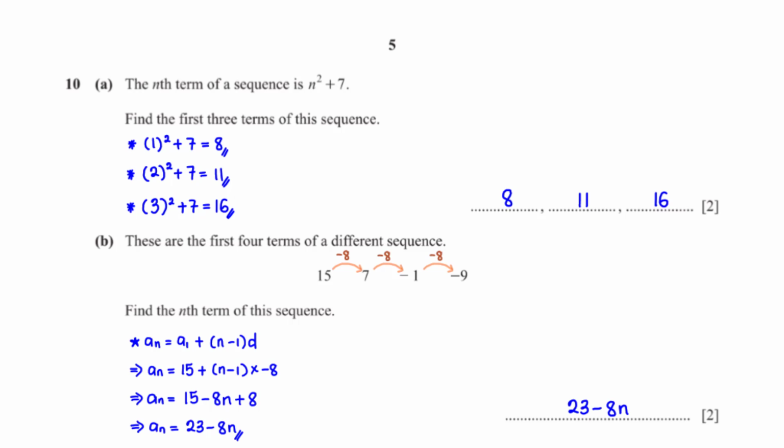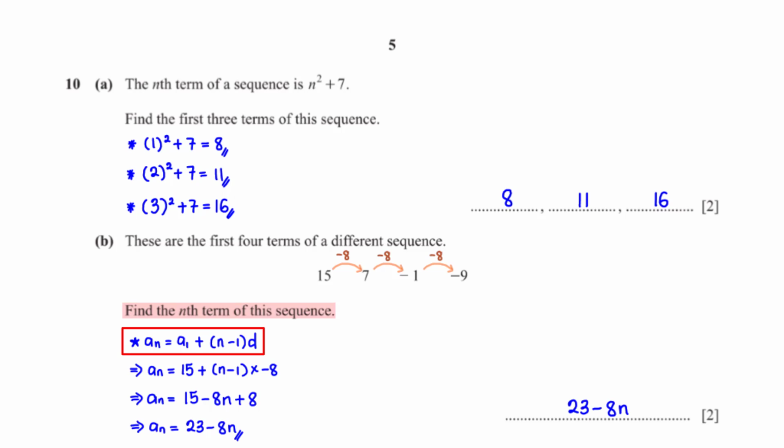These are the first 4 terms of a different sequence. Find the nth term of this sequence. When we take a look at the sequence, we see that there is a constant difference between the terms. So we can use this formula to find the nth term for the sequence.